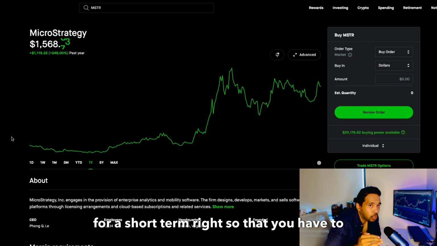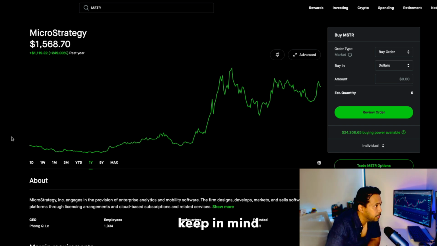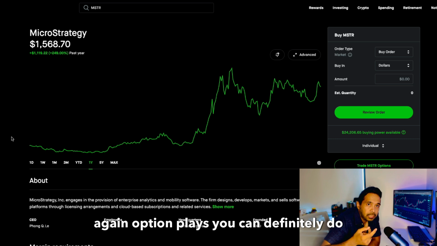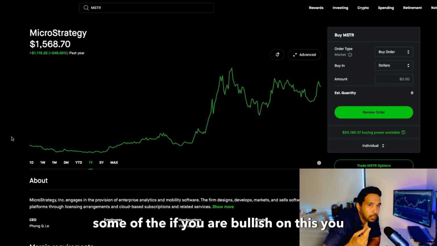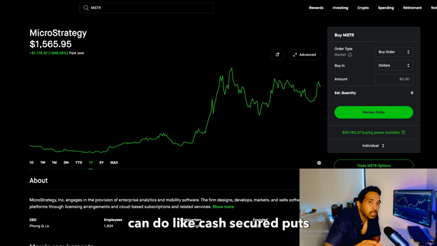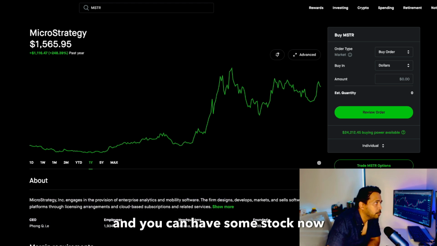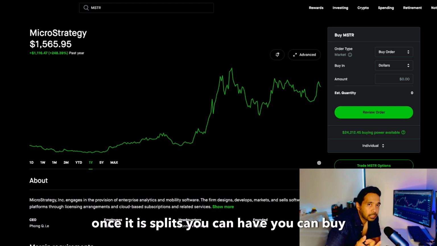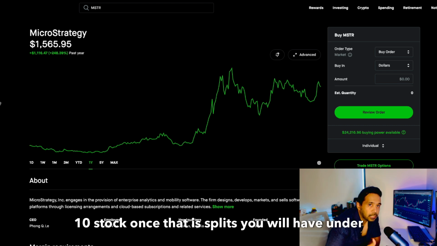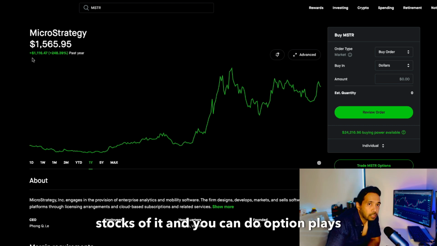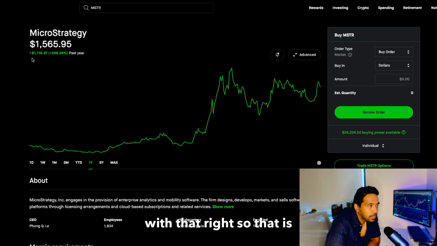for a short term, right? So you have to keep that in mind. Again, option plays: if you are bullish on this, you can do cash secured puts, and you can have some stock. Once it splits, you can buy 10 stock, and once that splits, you will have 100 stocks of it, and you can do option plays with that, right? So that was MicroStrategy.